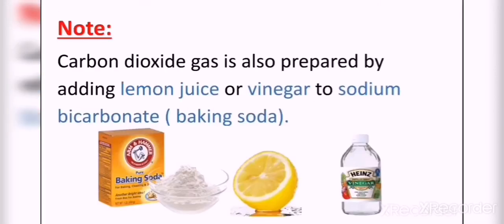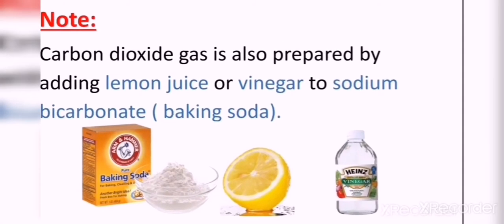You have to know that you can prepare the carbon dioxide gas also by adding lemon juice or vinegar to the sodium bicarbonate, or the baking soda. So you can prepare the carbon dioxide gas by adding lemon juice or vinegar to the sodium bicarbonate or the baking soda.